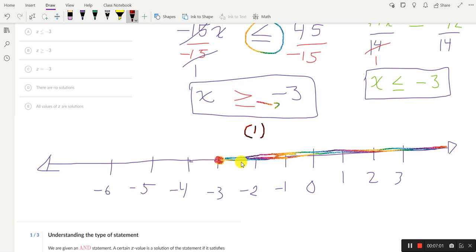So this is the first one, okay? X is equal to or greater than -3. So -2 is bigger than -3. -1 is bigger than -3 because the smaller the negative number, the bigger it is. Okay? And so let's go again and graph x is less than or equal to -3.